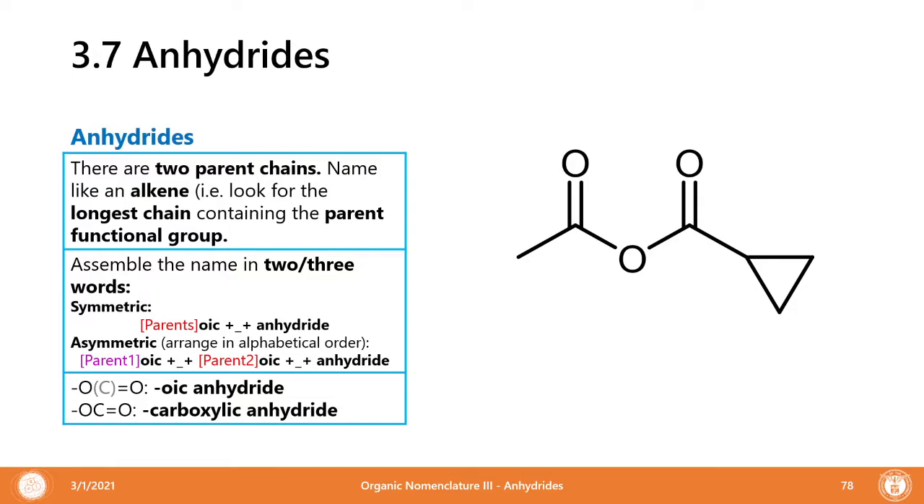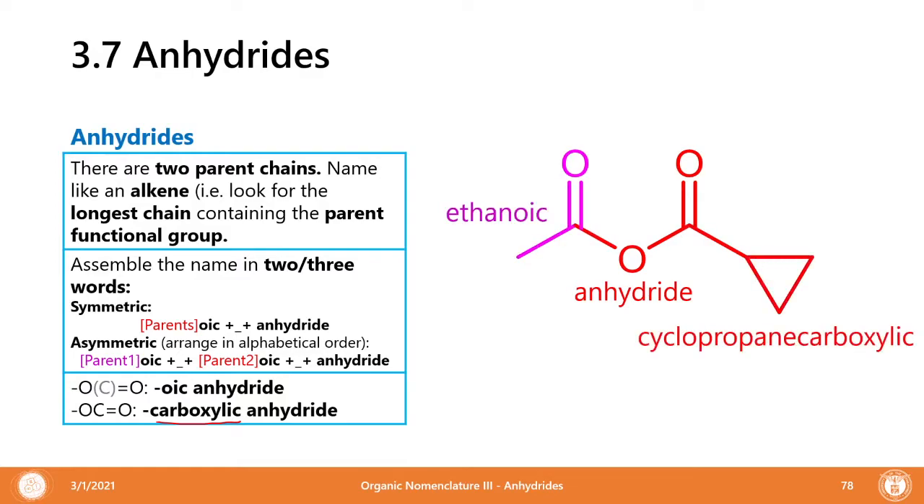Okay, we encounter the same situation for anhydrides with cyclic parent chains, as it is a terminal functional group. In this case, we use the suffix carboxylic on the side of the parent chain with a cyclic parent chain, on the side of the anhydride. So here's our anhydride. Attached on the right hand side, we have cyclopropane. So we name it cyclopropane carboxylic.